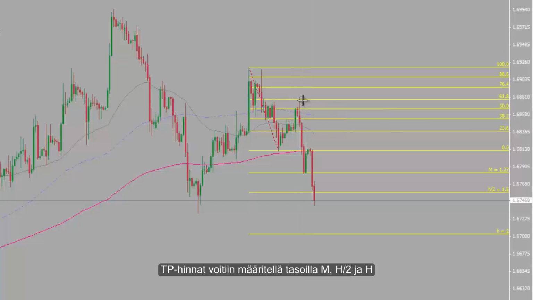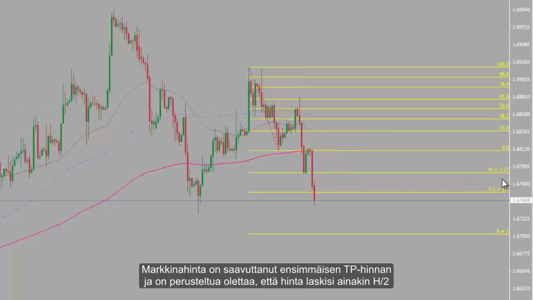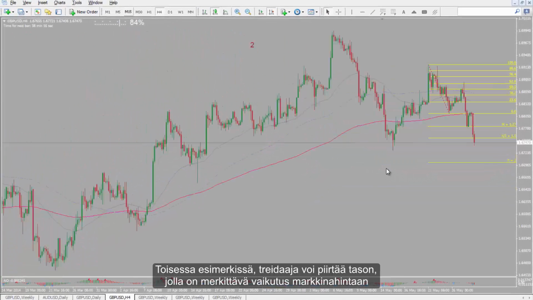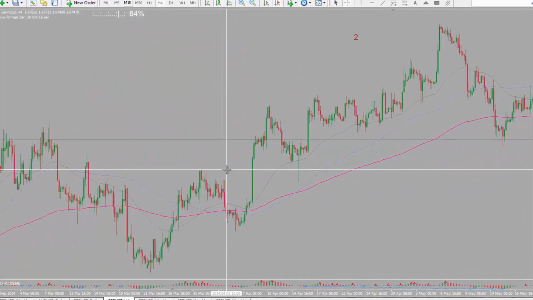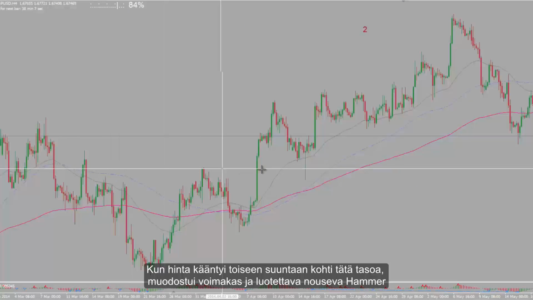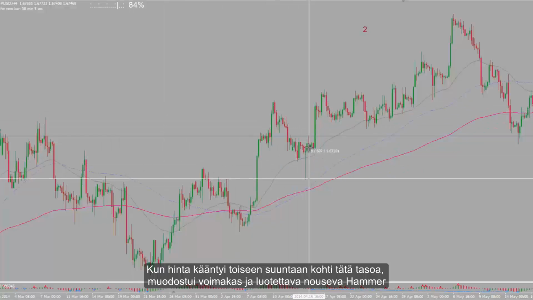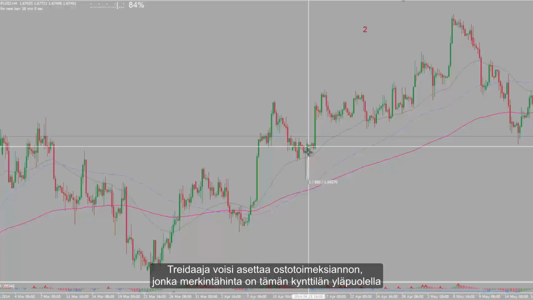TP prices could be determined on levels M, H2 and H. Market price has reached the first TP price, and it is presumptive that price would decrease to H2 at least. In another example, a trader can draw a level which had remarkable effects on market price. After price reversed its direction towards this level, a powerful and reliable bullish hammer has formed. Thus, a trader could place a buy order with entry price over this candle.